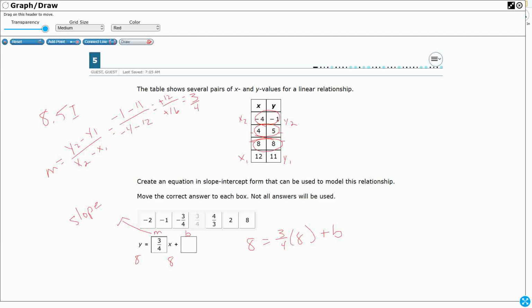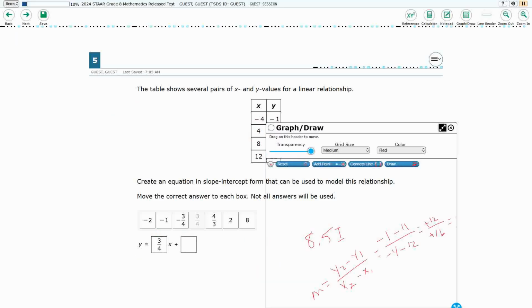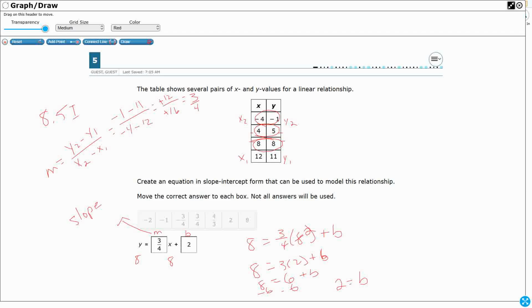That's how this works. So I can simplify that 8 and that 4, right? That's just going to be a 2 left over. So 8 equals 3 times 2 plus b, right? And so that's going to be 8 equals 6 plus b. To isolate that b, let's subtract 6 from both sides. b equals 2. All right, so there we go. I've got my 3/4 x plus 2 is my correct answer.